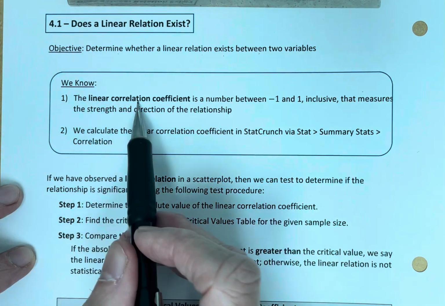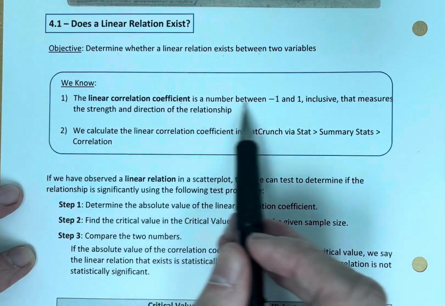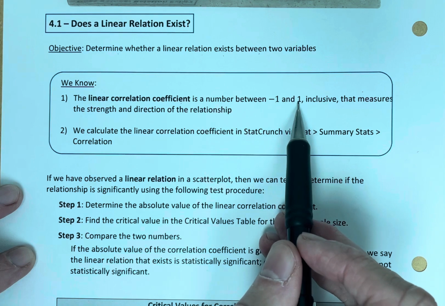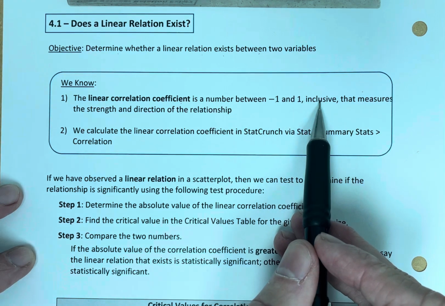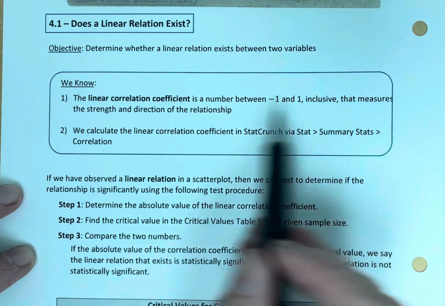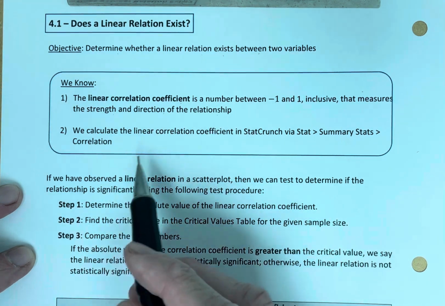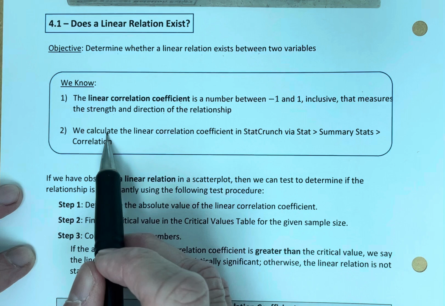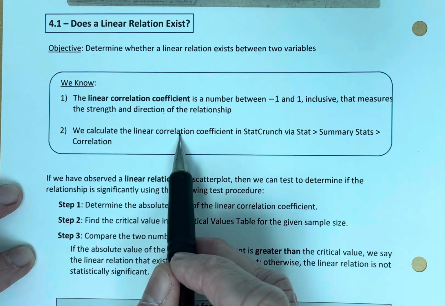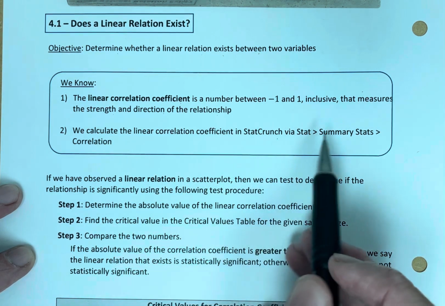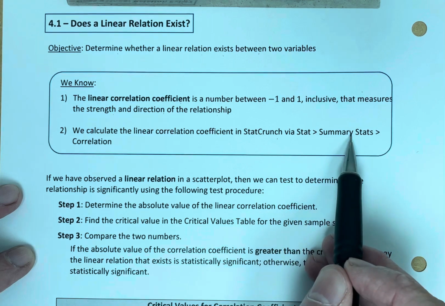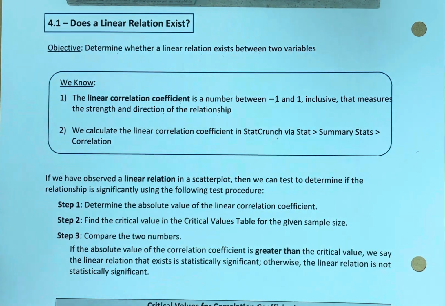The linear correlation coefficient is a number between -1 and 1 inclusive, that measures the strength and direction of the relationship. And we calculate the linear correlation coefficient in StatCrunch via STAT, summary stats, correlation.